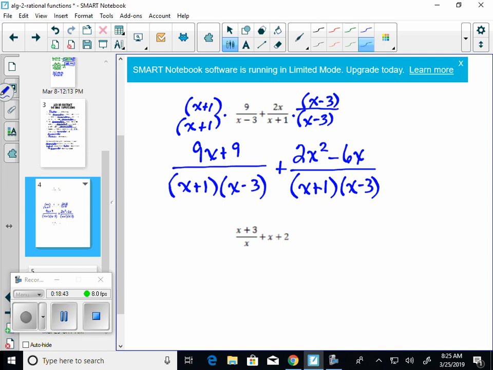Perfect. Now let's combine the numerators. So I'm going to write it all on one line so we can see it. We have 9x plus 9 plus 2x squared minus 6x. Those are my two numerators. I'm going to put that over the common denominator of x plus 1 times x minus 3.